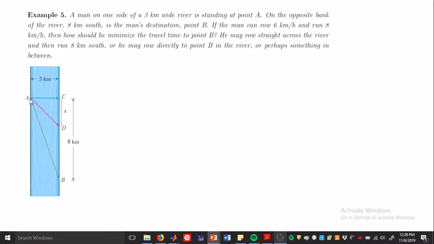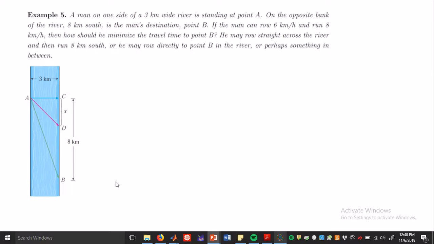And so the point you see is that I could, in theory, row straight across, because that's the shortest time to row, which I'm slower at, and then run all the way down to B. Or perhaps I go straight from A to B, because that's the shortest distance I would travel, right? Or perhaps there's some magical point D, which is somewhere in between C and B, where I row sort of diagonally and then run the rest of the way. And so the question is, what's my strategy to minimize the time that I travel from A to B?